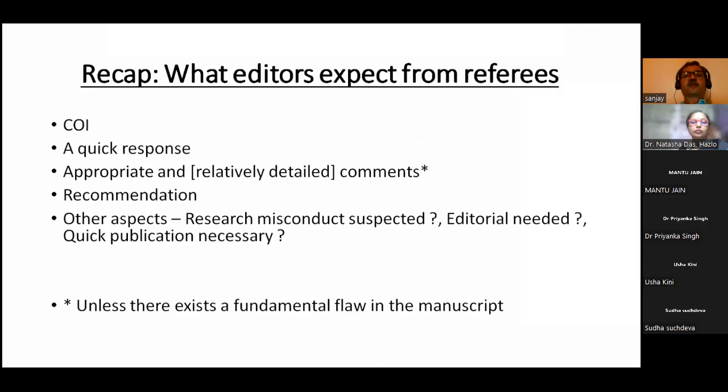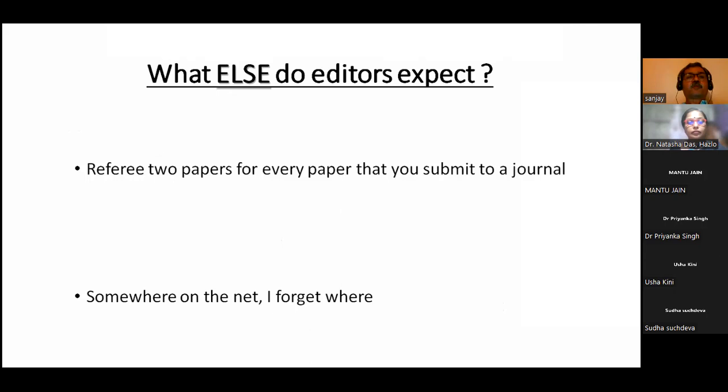So to recap, what do editors expect from referees? They expect a conflict of interest statement, a quick response, appropriate and relatively detailed comments, and a recommendation whether to accept, reject, or improve the paper. Other aspects include whether research misconduct is suspected, whether you feel the paper is good enough for an editorial commentary, or whether you feel it should be rushed to publication.